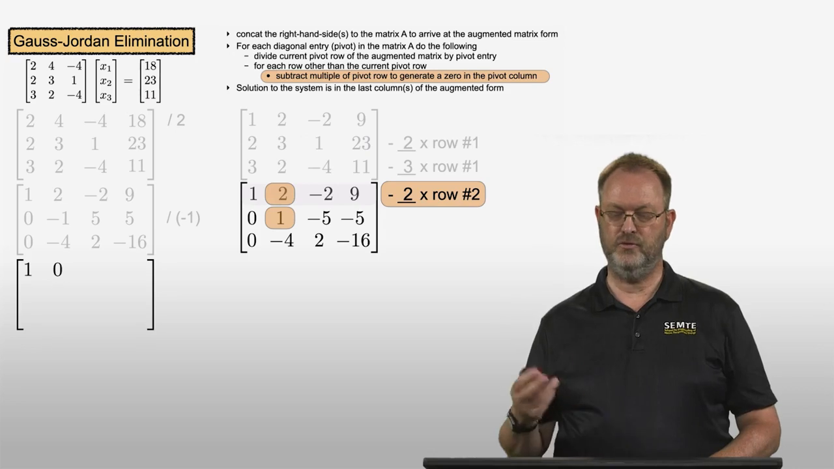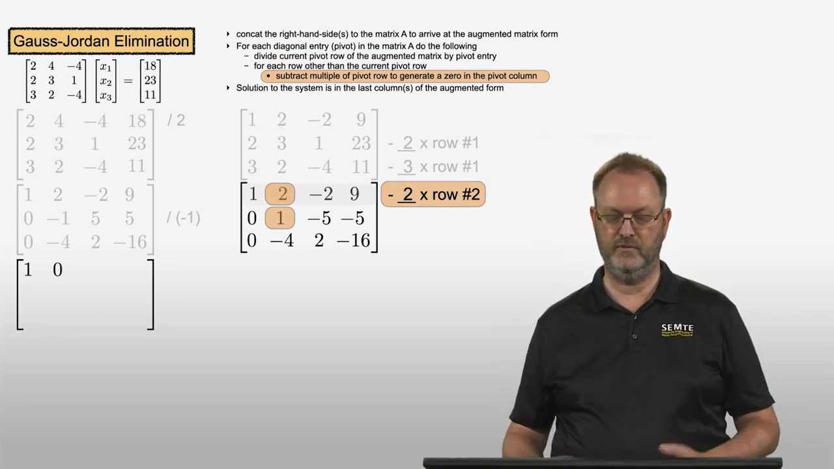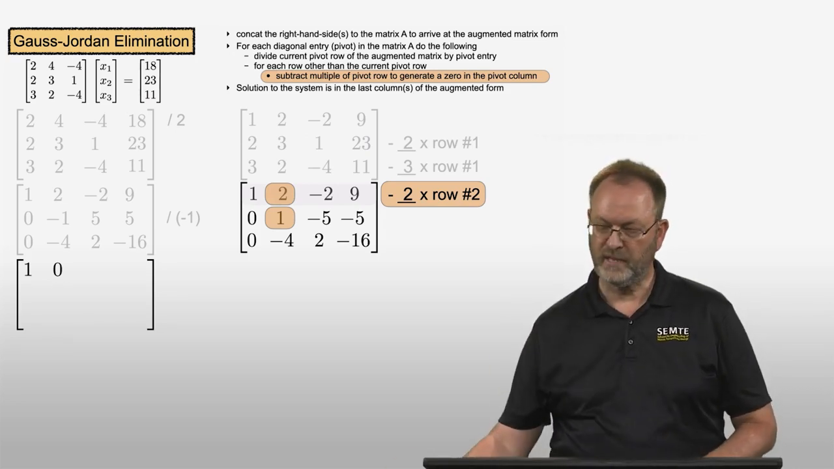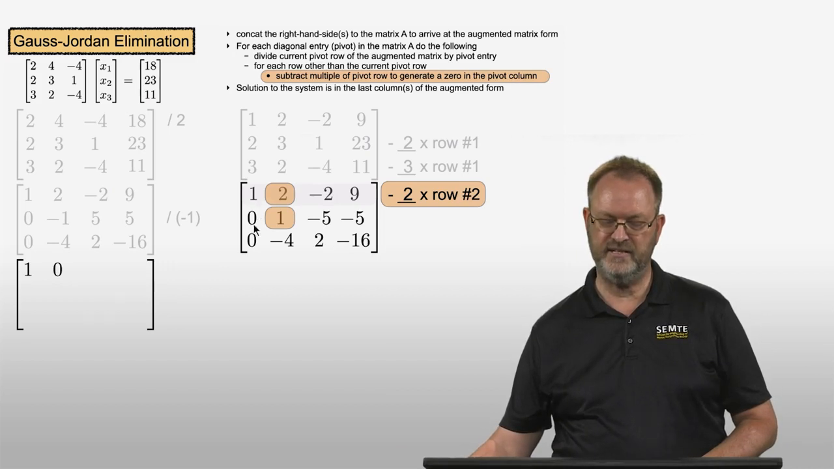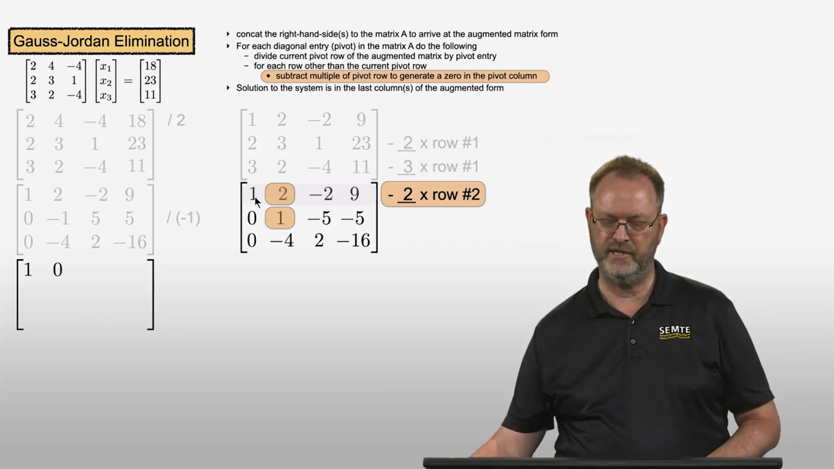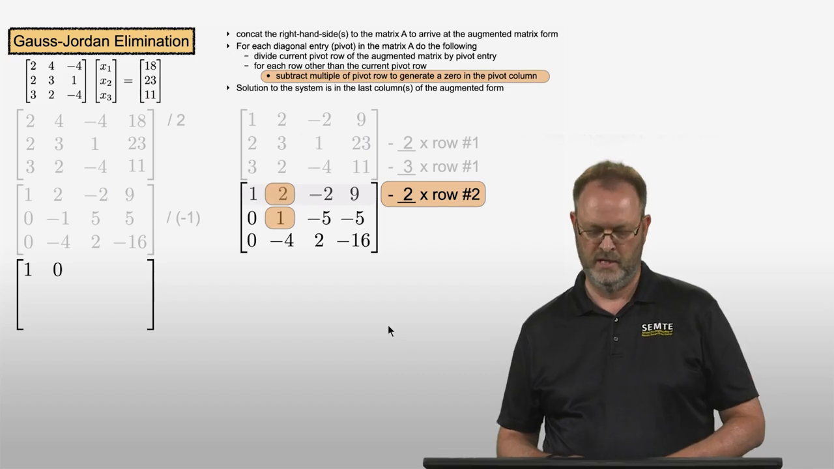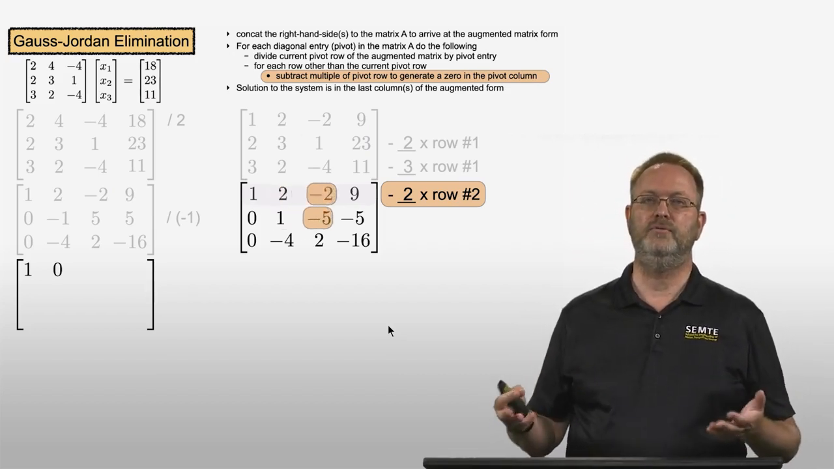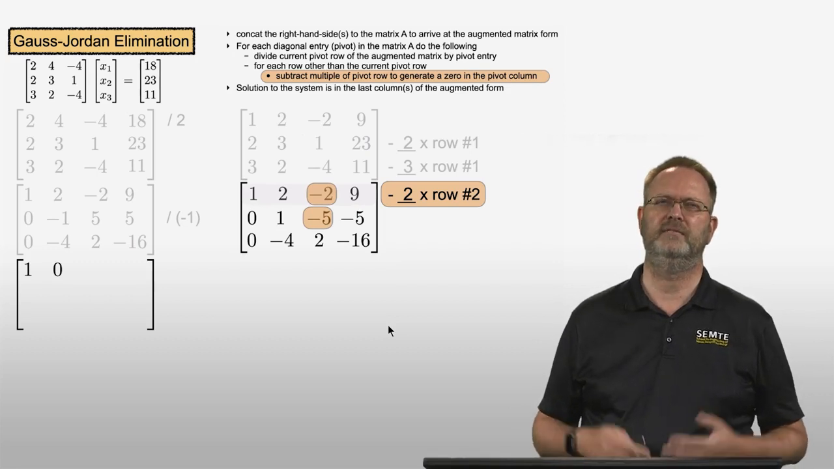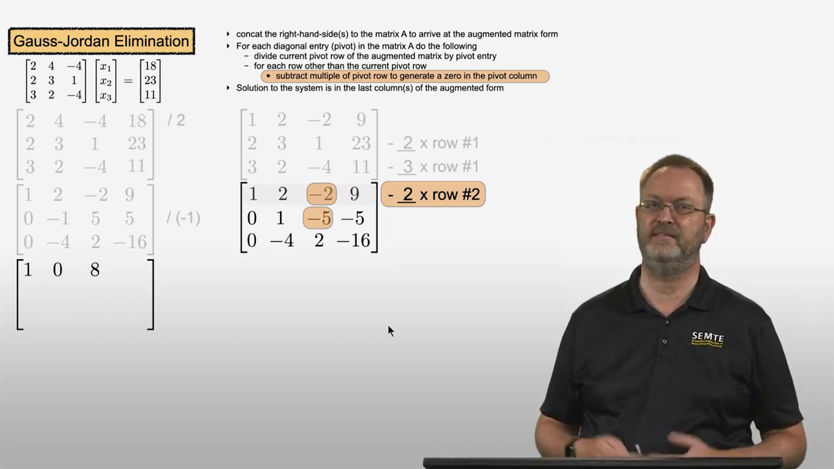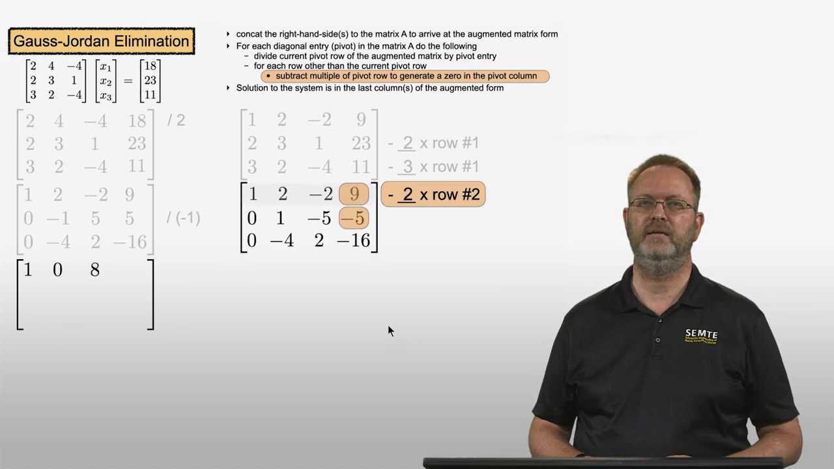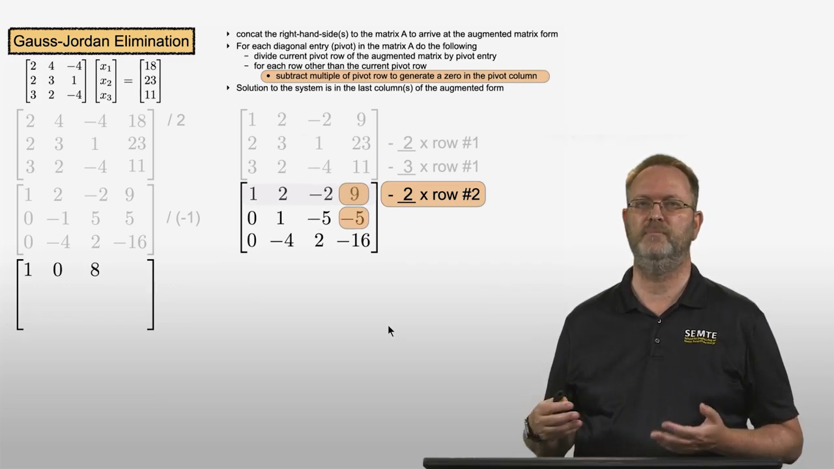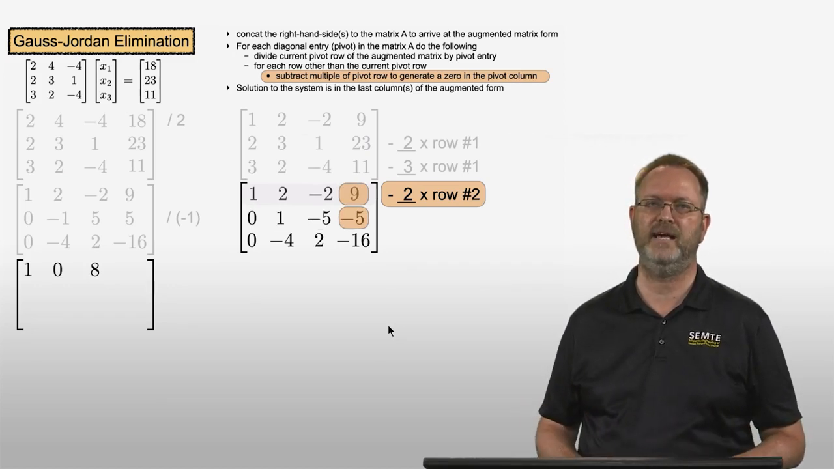So we get 2 minus 2 times 1, that's 0. And the 1 in the first column here sees a 0 below it, so nothing will happen to it. So I can just copy that over. Next up is, I'm going to do negative 2 minus 2 times negative 5. So that's minus 2 plus 10, that's 8. Next up is 9 minus 2 times negative 5. So 9 plus 10, that's 19.